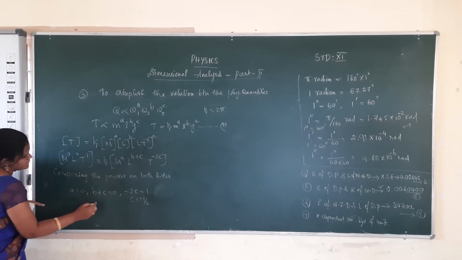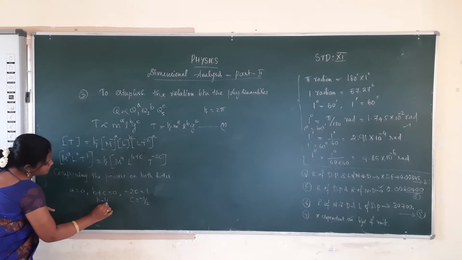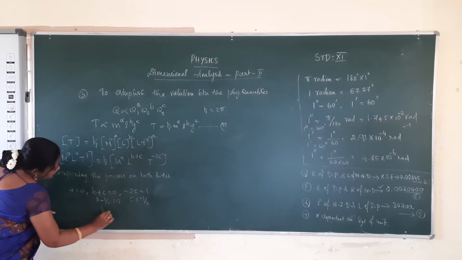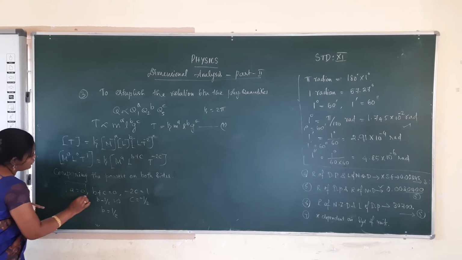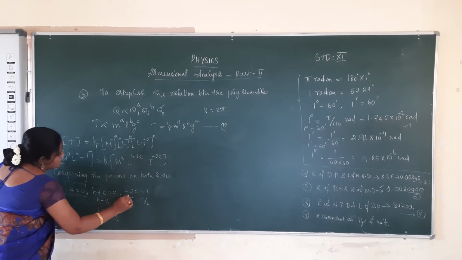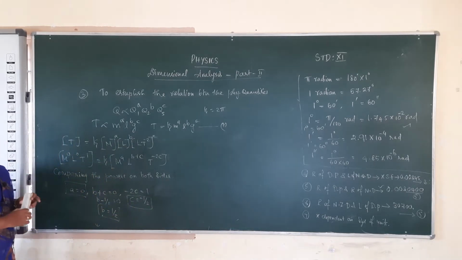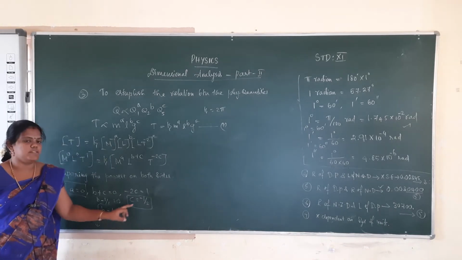Substitute the c value in this equation. b minus 1 by 2 is equal to 0. So b is equal to half. Okay, a value is 0, b value is half and c value is minus half.